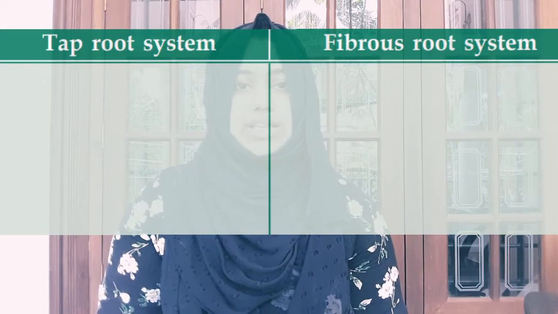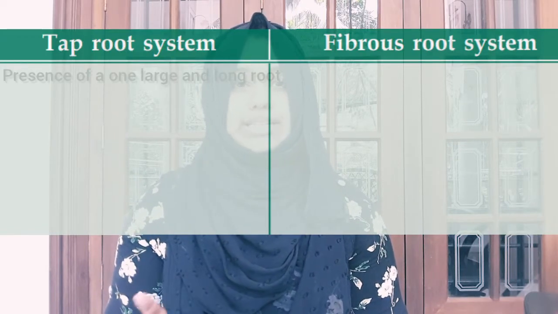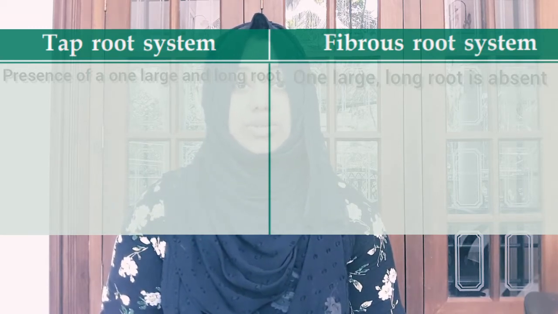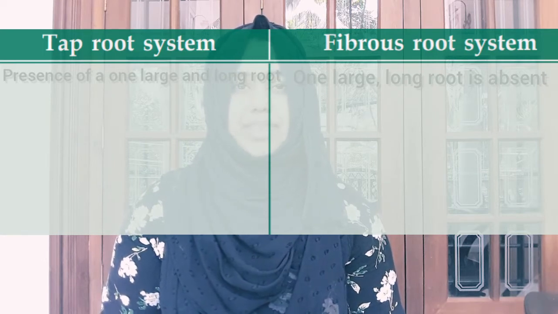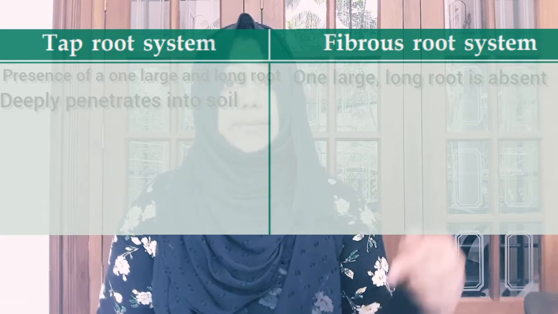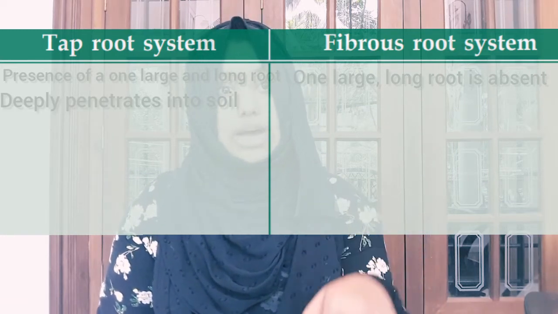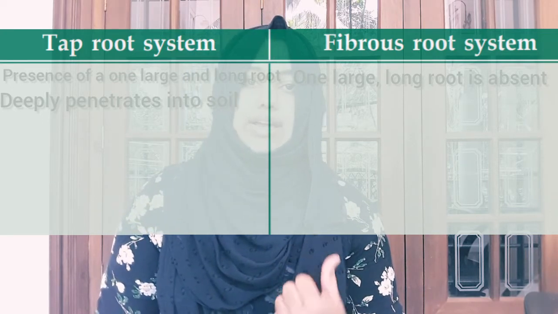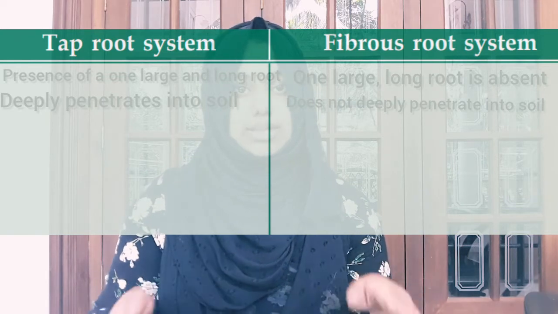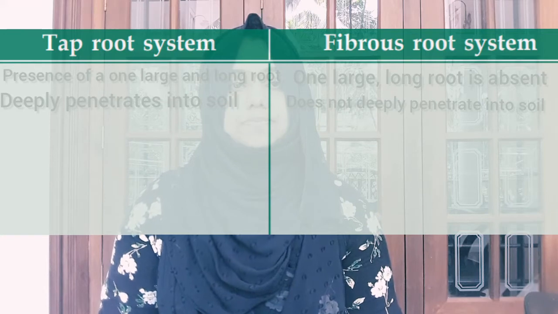Clear? Good. So now let us list out some differences between the taproot and the fibrous roots. In the taproot, there is presence of one large and long root. In fibrous roots, one large long root is absent. In the taproot, the root penetrates deeply, that is, it goes down deeply into the soil. In fibrous root, it does not penetrate deeply. It does not go down into the soil, it stays on the surface of the soil.